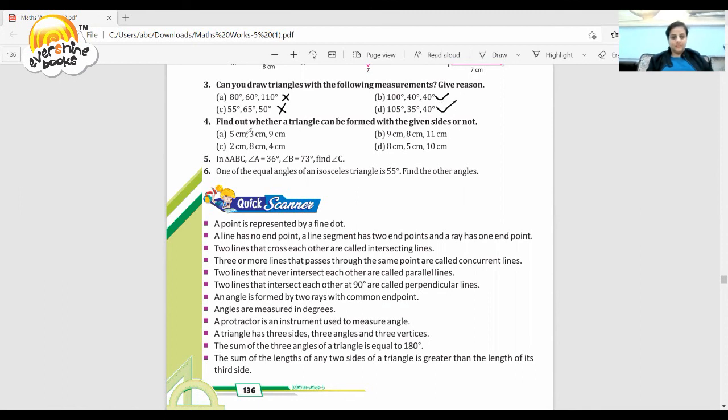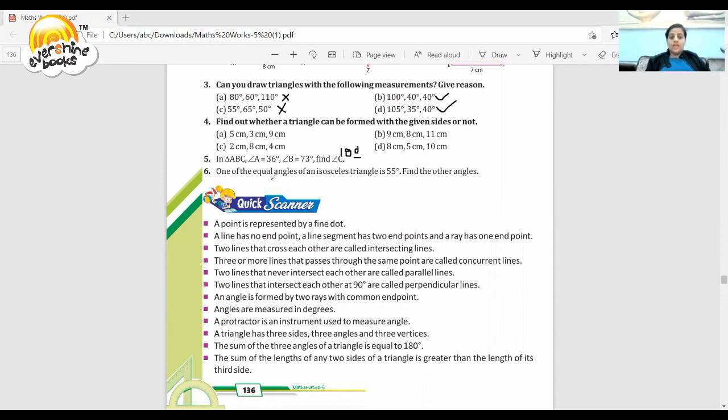Likewise, in that also find whether a triangle can be formed with the given sides or not. In that also you have to check whether two sides of that angle should be equal or not, then only you will get the answer that I have already given before. Now angle A is 36 and angle B is 73, so just add both the numbers and subtract from 180. You will get the answer for angle C like this.